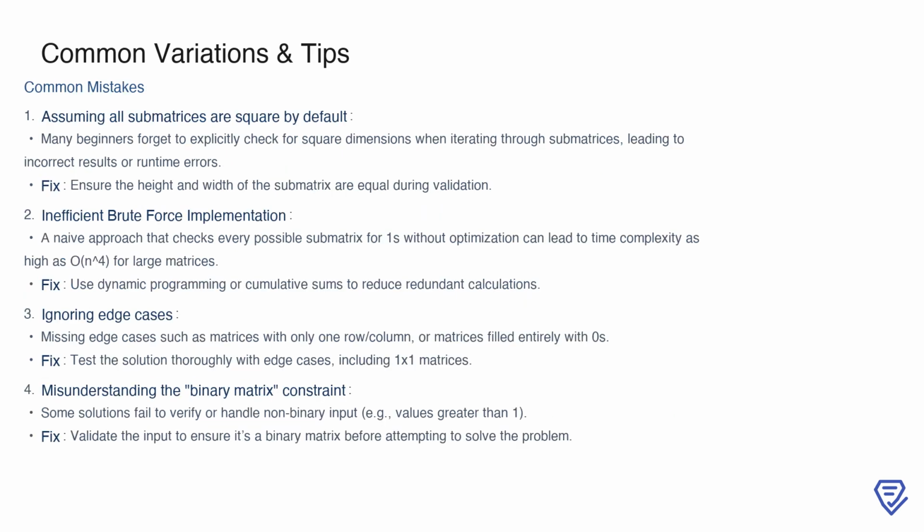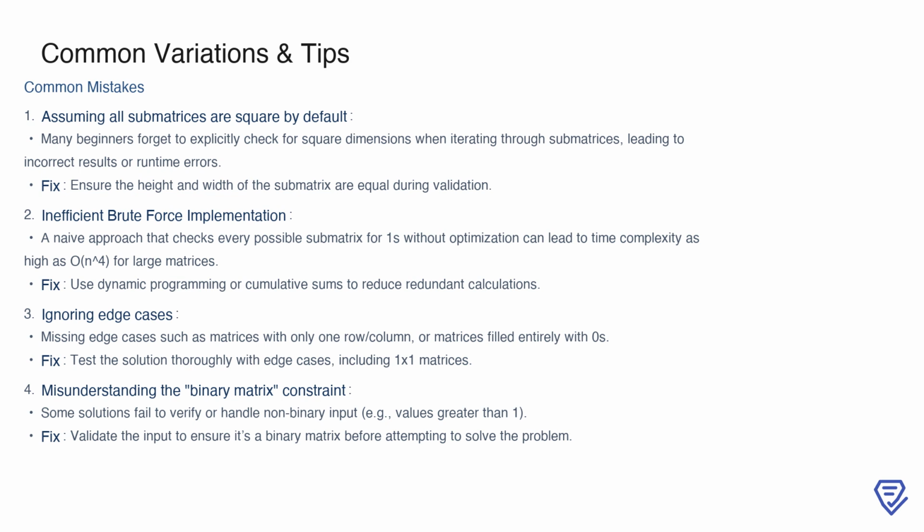One of the most common mistakes when solving this problem is assuming that all submatrices are square by default. It's easy to forget that just because you're iterating over submatrices, it doesn't guarantee their dimensions are equal. To avoid this, you need to explicitly check that the height and width of the submatrix match. Another frequent error is implementing a brute force approach that checks every possible submatrix for ones. While this might seem straightforward, it becomes computationally expensive, with a time complexity of O(n^4) in the worst case for larger matrices.